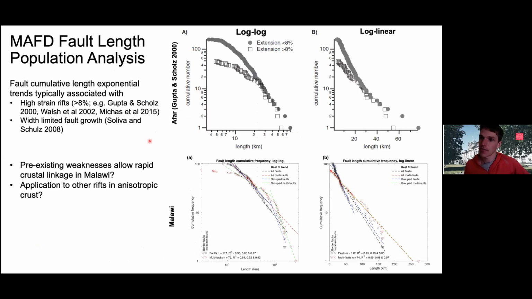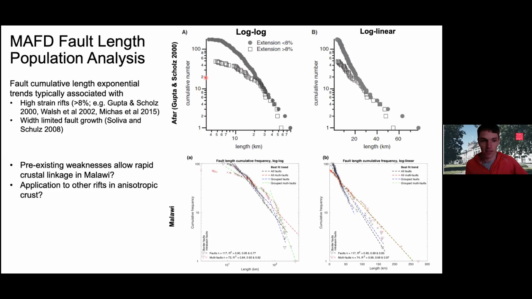If we're suggesting that Malawi has an exponential trend of fault length cumulative frequency, that's quite interesting, because where that's been observed before in other continental rifts, it's been in quite high strain rifts, with more than 8% extension, or where you've got width limited fault growth. But neither of those factors would apply to Malawi, because it's a low strain rift, lower than 8%, and the seismogenic crust is very thick there, about 35 kilometers. So faults, when they're growing, are not going to have width limited growth up to quite long lengths.